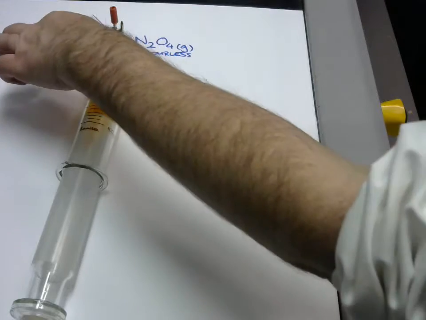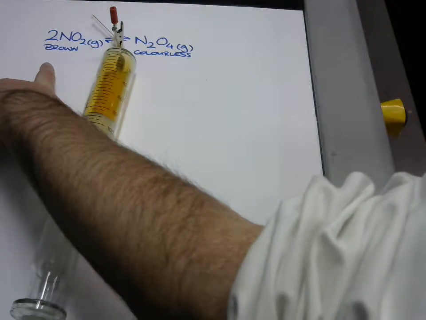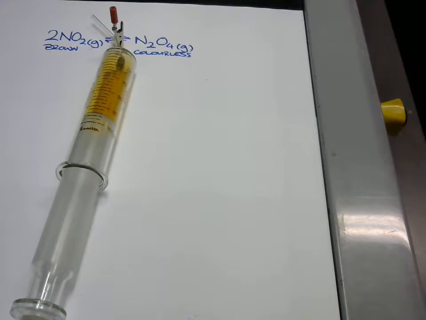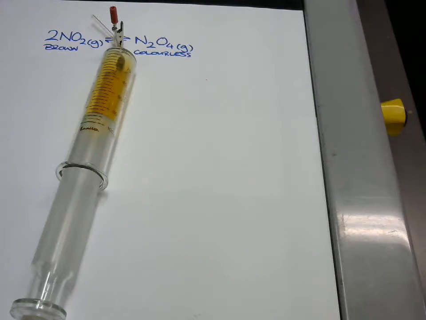NO2, this stuff here, the NO2 that we can see there, okay? That's the brown colour we can see in the syringe. This is not the only gas in there though. Of course there'll be some air as well, but that's not reacting with it. The NO2 particles react with each other to make another gas called N2O4.